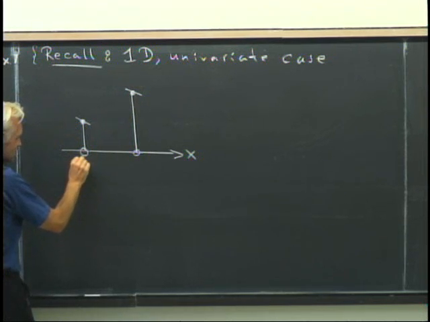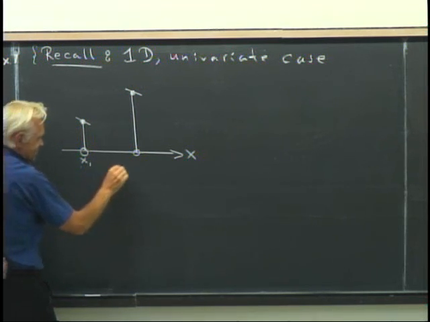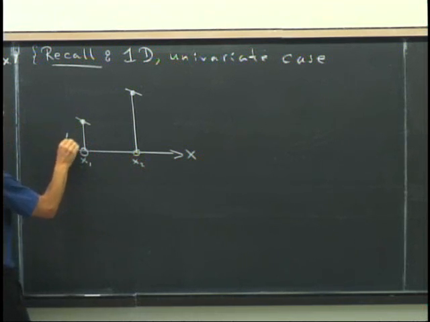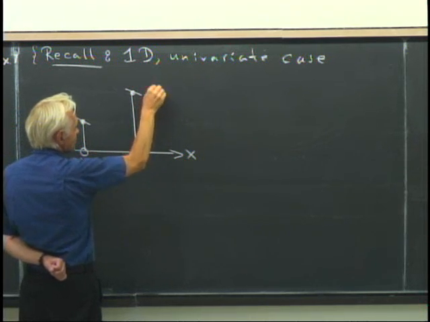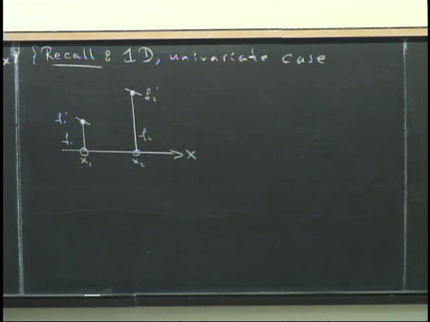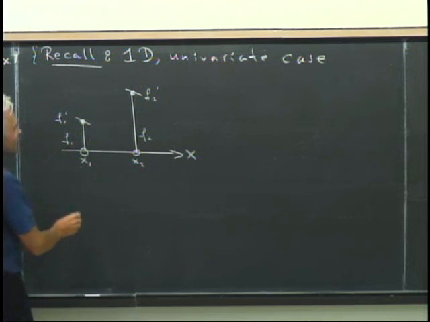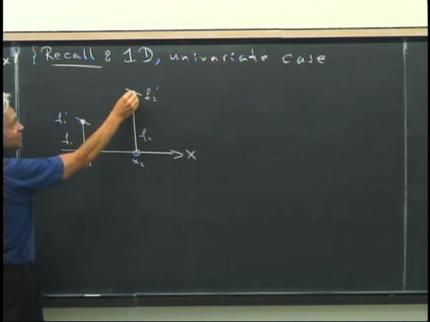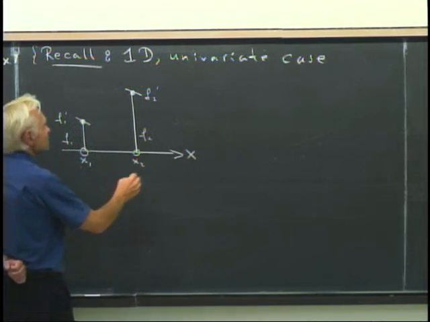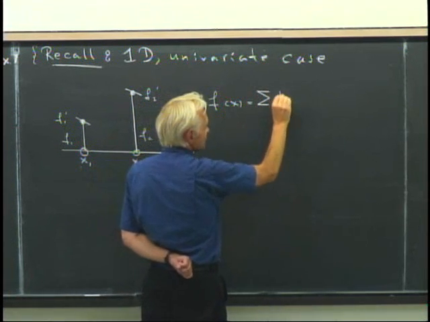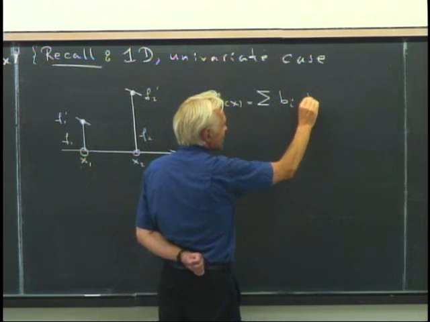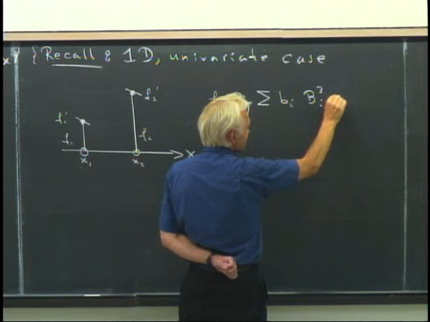So this is some site x1, it doesn't really matter, x2; this is f1, this is f1 prime, this is f2, and this is f2 prime. If I have a Bezier curve or a polynomial approximating or interpolating this data, then I need a cubic polynomial, because I have 1, 2, 3, 4 pieces of information. I need a cubic piece, f of x equals the sum of Bernstein coefficients b_i times B_i^3 of x.